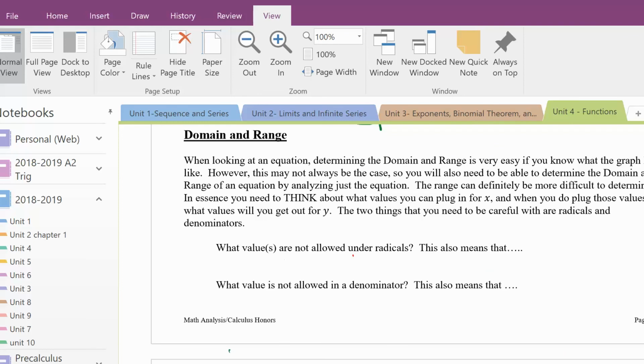What values are not allowed under radicals? Well, negative numbers. So this means that underneath the radical is greater than or equal to 0. What value is not allowed in the denominator? That's 0. This also means that the denominator cannot equal 0.